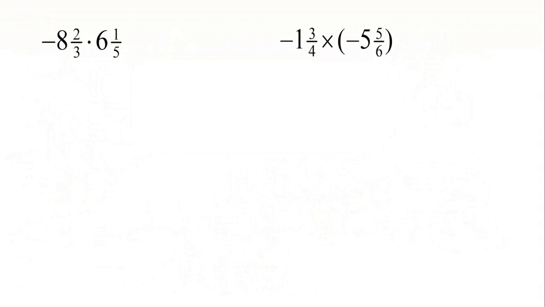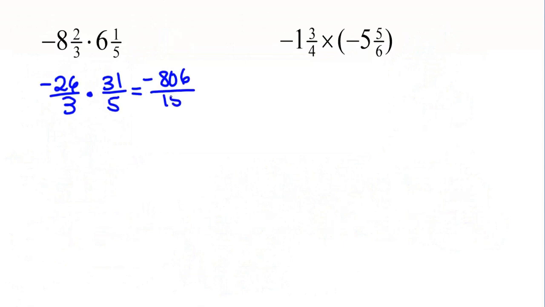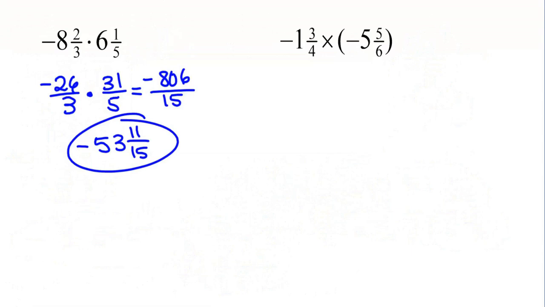So here's a couple examples multiplying mixed numbers. -8 2/3 times 6 1/5. This is a negative times a positive, so I know my product is going to be negative. So I'm going to keep that in mind as I convert these to improper fractions. I have -26/3 times 31/5. And when I multiply these together, I get -806/15. And then if you write that as a mixed number, that's -53 11/15. And there's my product there.